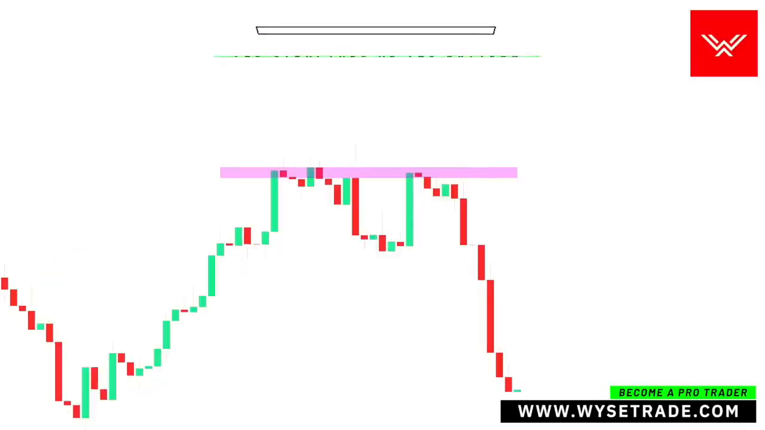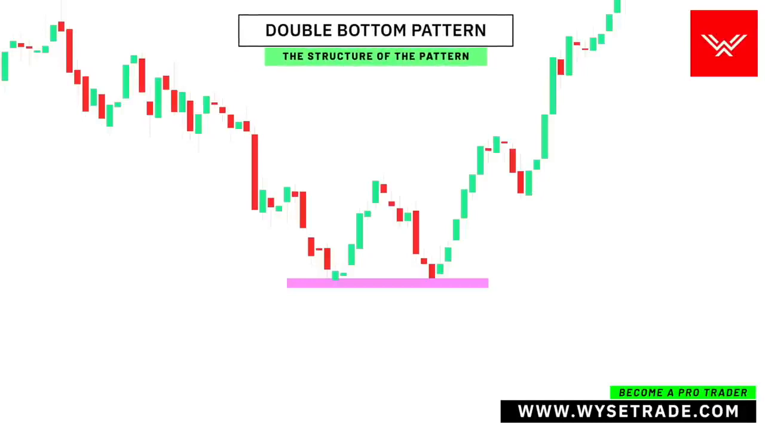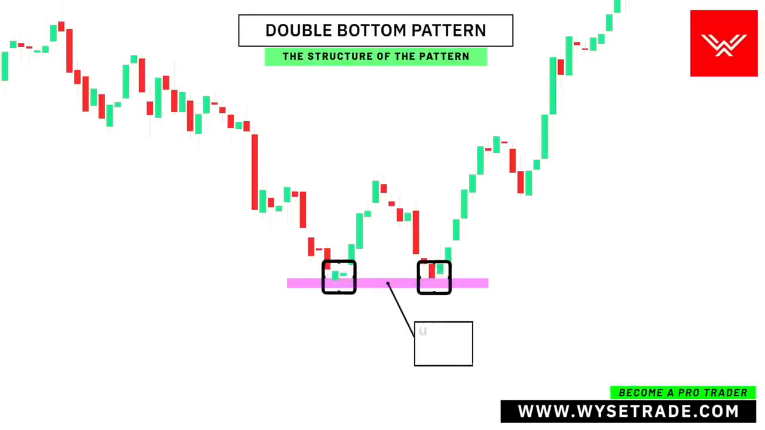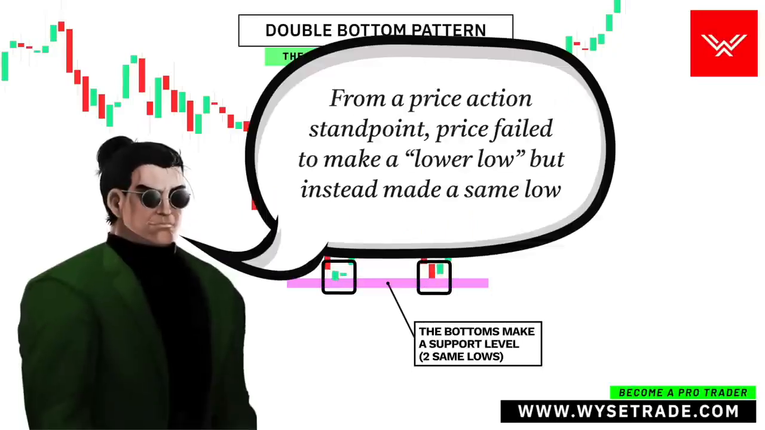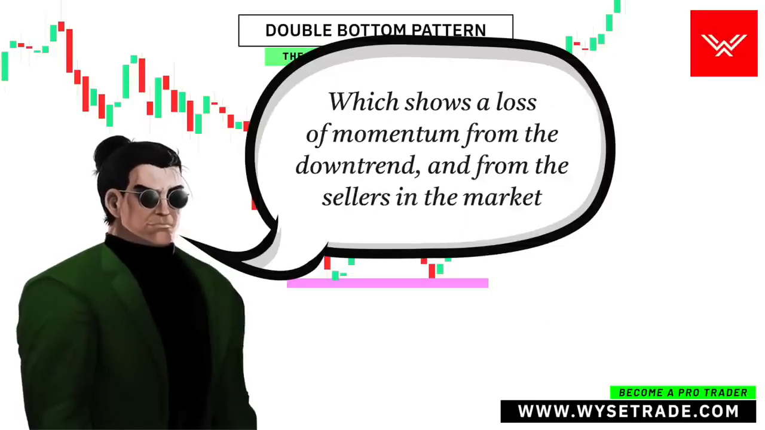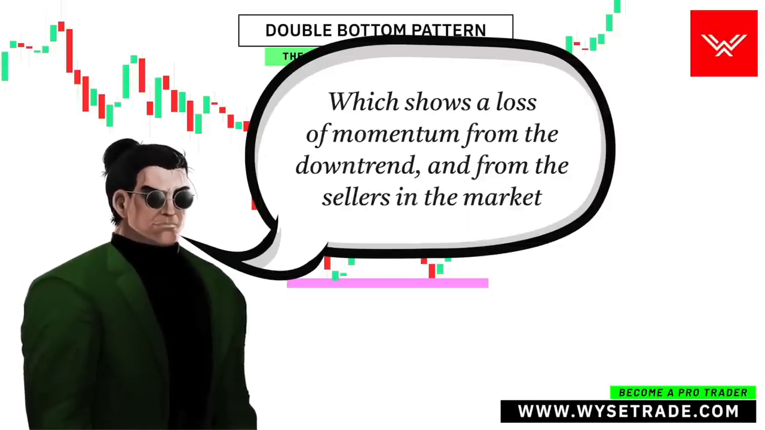Next, the double bottom pattern. You first have your moving downtrend. Price then makes two same lows. The bottoms essentially make a support level. From a price action standpoint, price failed to make a lower low, but instead made a same low, which shows a loss of momentum from the downtrend and from the sellers in the market.